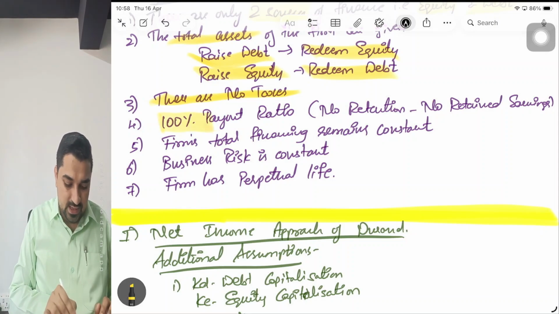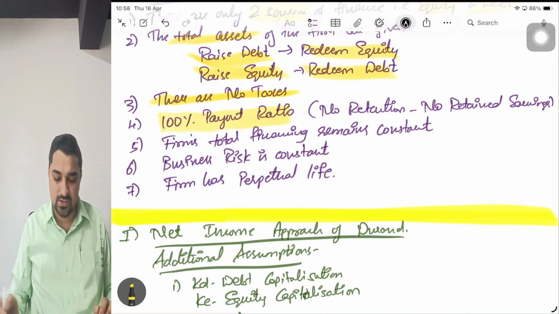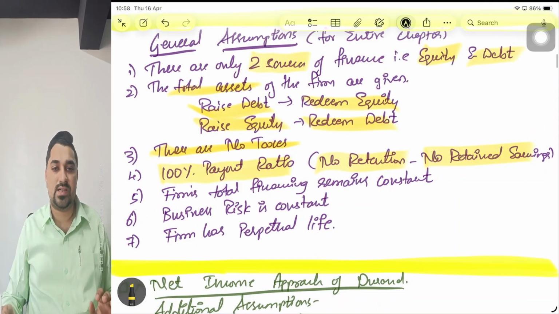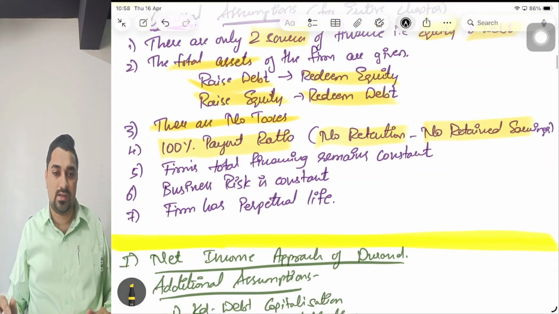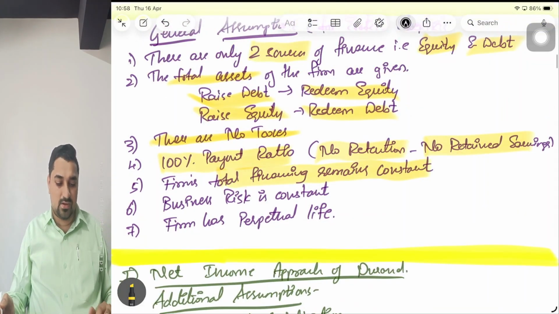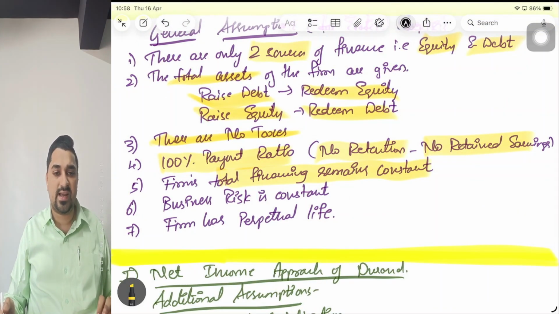Next assumption is 100% payout ratio. When I say 100% payout ratio, it means no retention, no retained earnings. That correlates with the first assumption that there are only two sources of finance, one is equity, the other one is debt. So there are no retained earnings because 100% of the profits are paid away as payouts, dividends. And the total financing remains constant. It is in correlation to the second point.